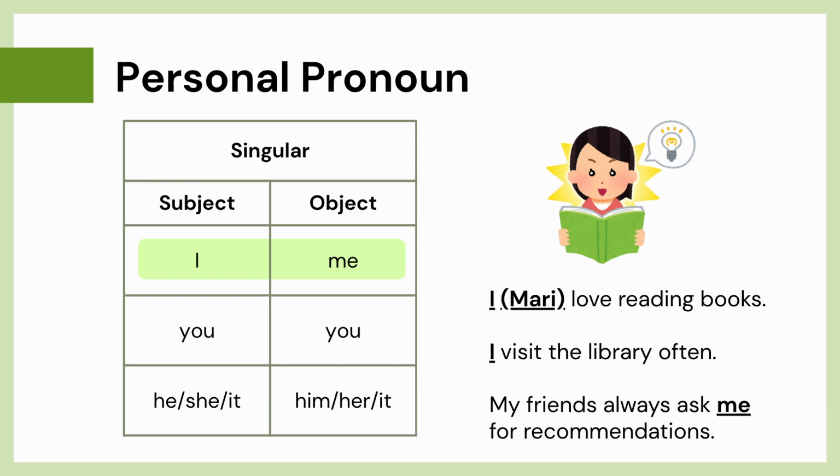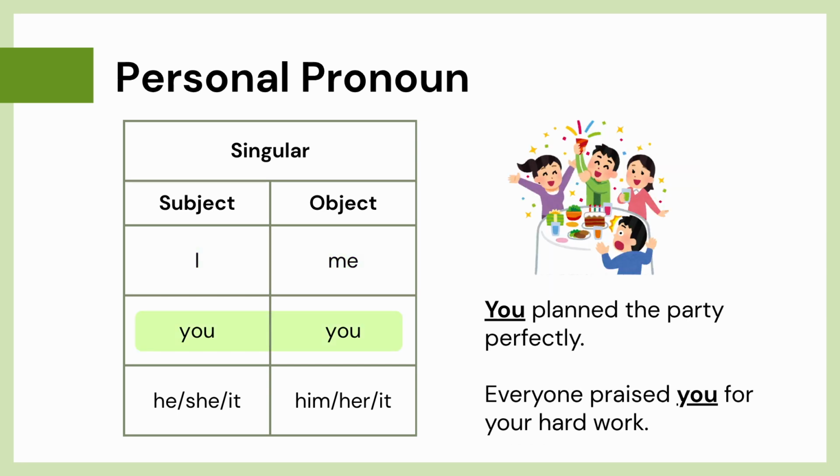Let's look at more examples to make it clearer. The pronoun you is the same for subject and object. It doesn't change, but it follows the same rules as before. Subject, you planned the party. You is the subject here because why? If you answered, this is the person who does the action, that's correct. Who does the action in this sentence? You. You planned the party.